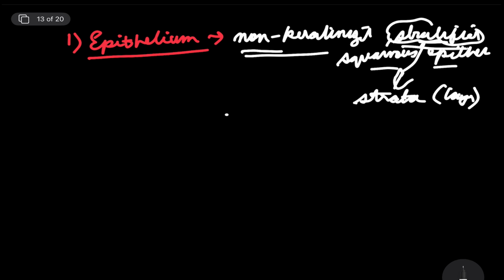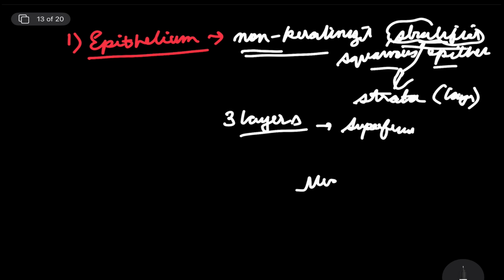Now, how many layers of epithelium are present? There are basically 3 layers. What are they? The superficial layer, the middle layer, and the basal layer.